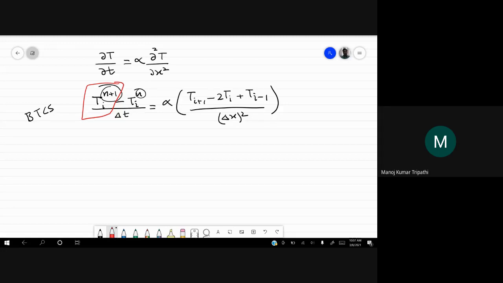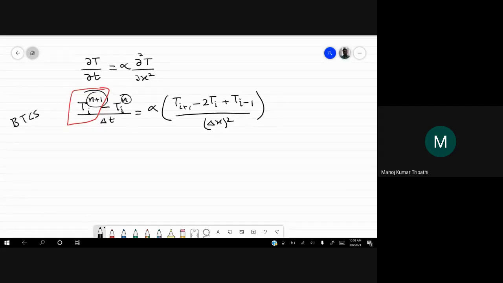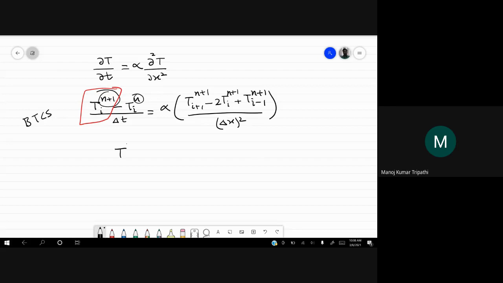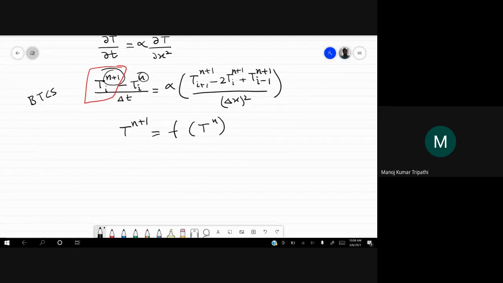So that will become an explicit equation. But right now we would like to discretize it so that there are implicit terms here, so that it is an implicit discretization. So let us write these temperatures at n plus 1. Okay, this is backward in time, central in space. Now you cannot write Tn plus 1 as a function of temperatures at the nth time step. Then in this case, how do we solve for Tn plus 1?